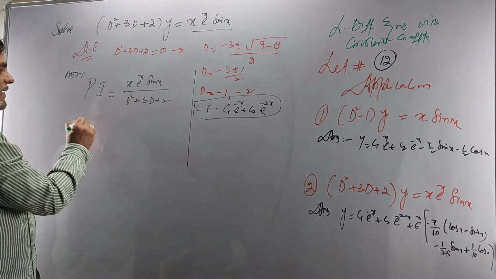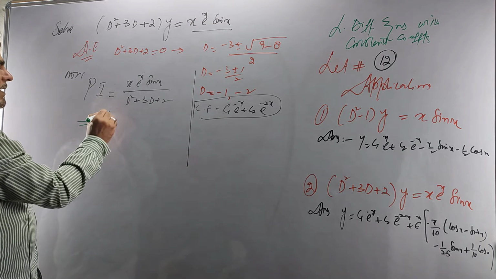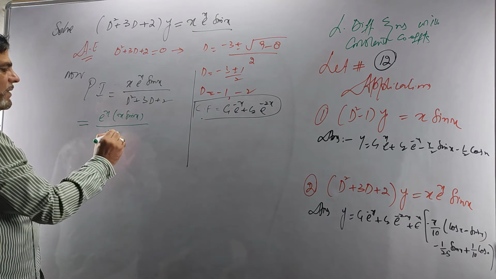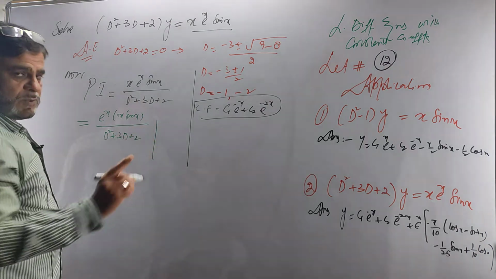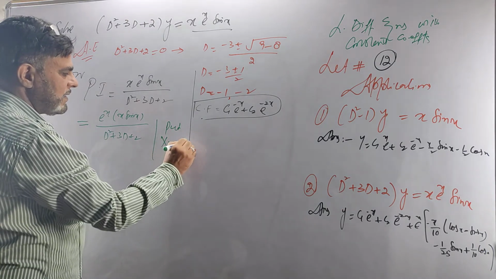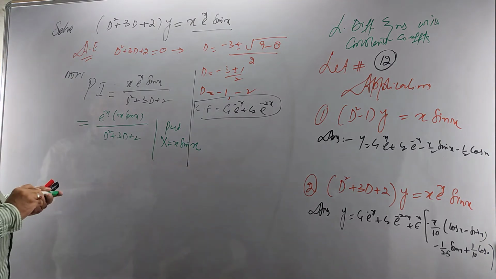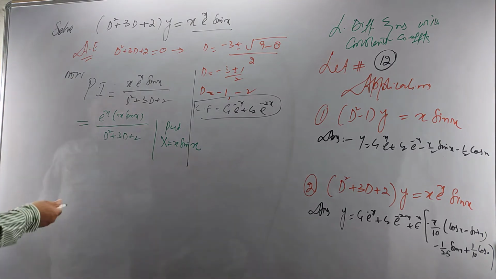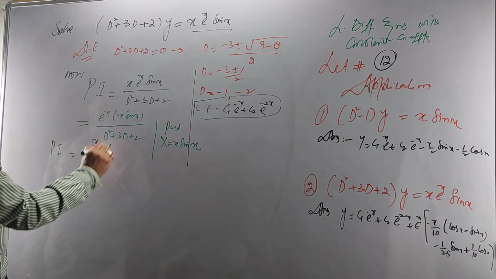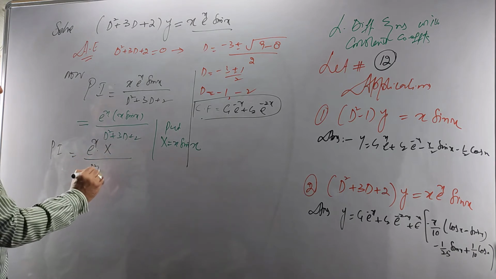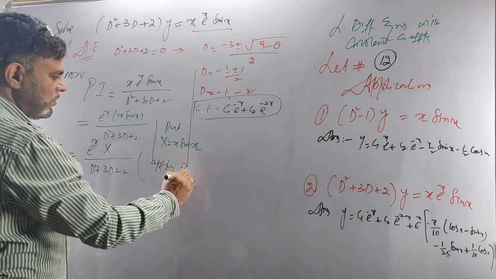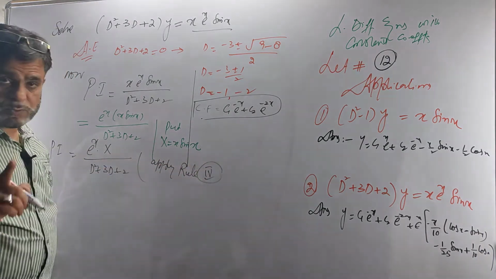I will write this very important setup: e raised to the power x sin x by D square plus 3D plus 2. Let us put, for the time being, x is equal to x sin x. I am replacing this x sin x by x for the time being. What is this now? This particular integral comes out to be e raised to the power x into x by D square plus 3D plus 2. Now apply here rule fourth. What does rule fourth state?